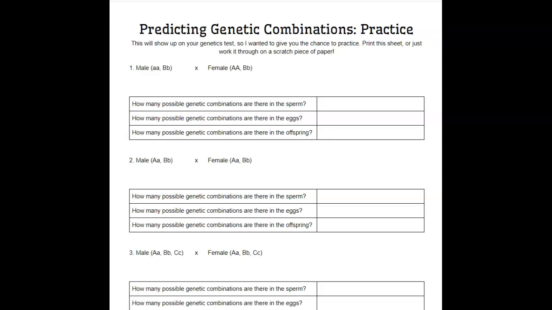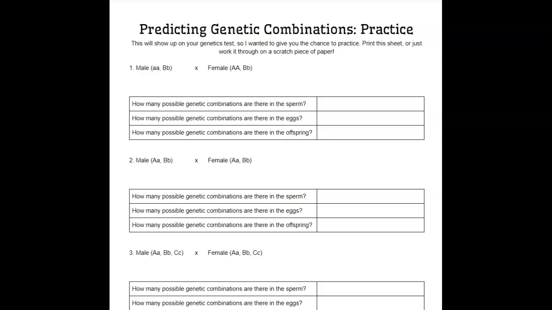This is a concept that will absolutely show up on your genetics test, so I wanted to give you the chance to practice this and play around with it a little bit so that you know what you're doing. To do a quick review of some of the terms that Dr. Sikora uses, number one is genotype. These are the genes that the animal carries, what their genetic code is.